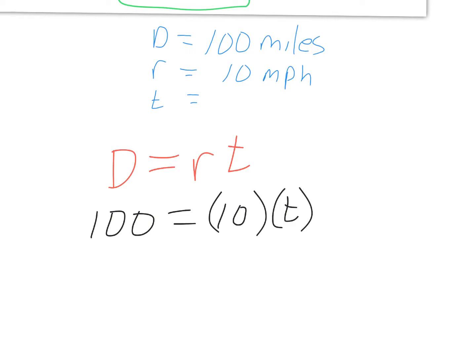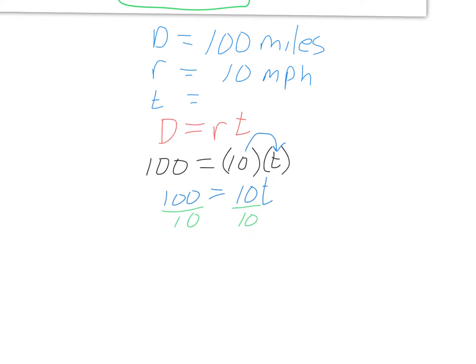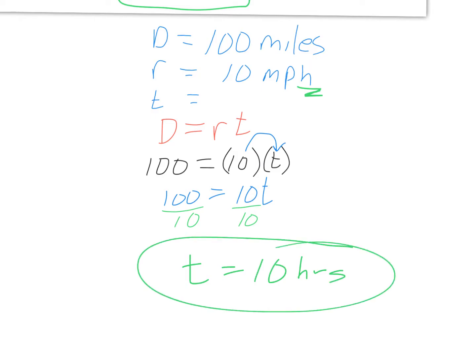Time, I don't know what that is, so that just becomes T. Okay. So 100 is equal to 10t, because I'm going to multiply the 10 and the t. Solve the equation, divide by 10. I have to shrink this down because my writing's so huge. Sorry about that. Therefore, t is going to equal 10. Now again, we have to realize what we're dealing with here. We're dealing with time, and it was in hours. So this is 10 hours. Pretty simple.